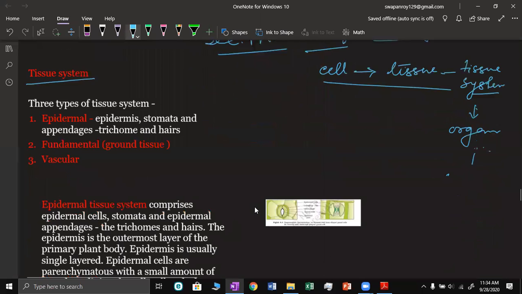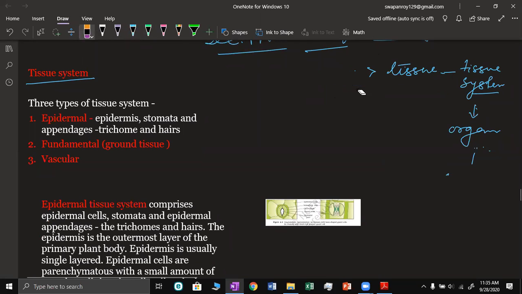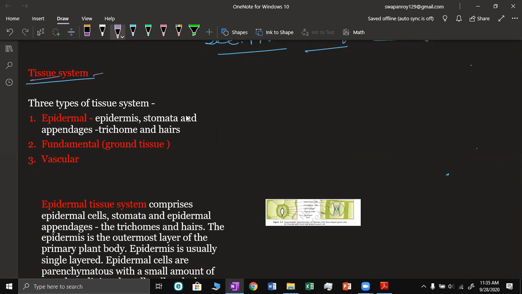Plants are less complex compared to animals. Plants are simpler, so naturally their body organization is simple. They have only three types of tissue system: epidermal tissue system, fundamental tissue system, and vascular tissue system. Epidermal tissue system is the skin layer.